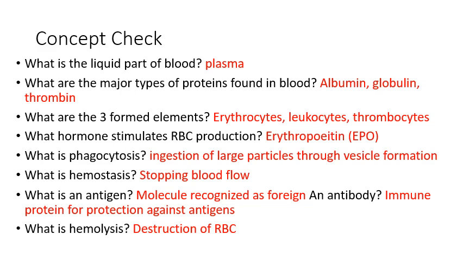Phagocytosis is ingestion of large particles through vesicle formation or cell eating. This is a thing that your white blood cells do to invading bacteria or viruses. Hemostasis is the stopping of blood flow. An antigen is a molecule, usually a protein, recognized by your immune system as being foreign. And then an antibody is your immune protein for protection against those antigens. And then hemolysis just means destruction of red blood cells.